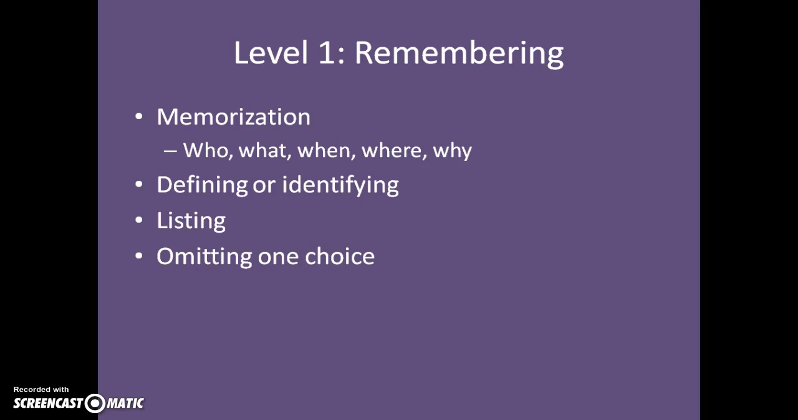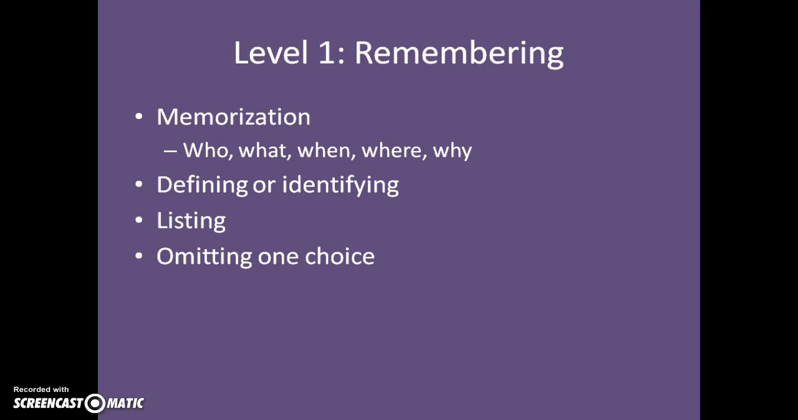Other remembering tasks might be defining something. If you've ever had a vocabulary quiz where you had to match the definition with the word, you're just kind of vaguely remembering, oh, I think this word kind of sounds like it might go with this. It's not really showing what you truly understand about the definitions. It's just showing whether you glanced at your word list the night before the test or the morning of, right?